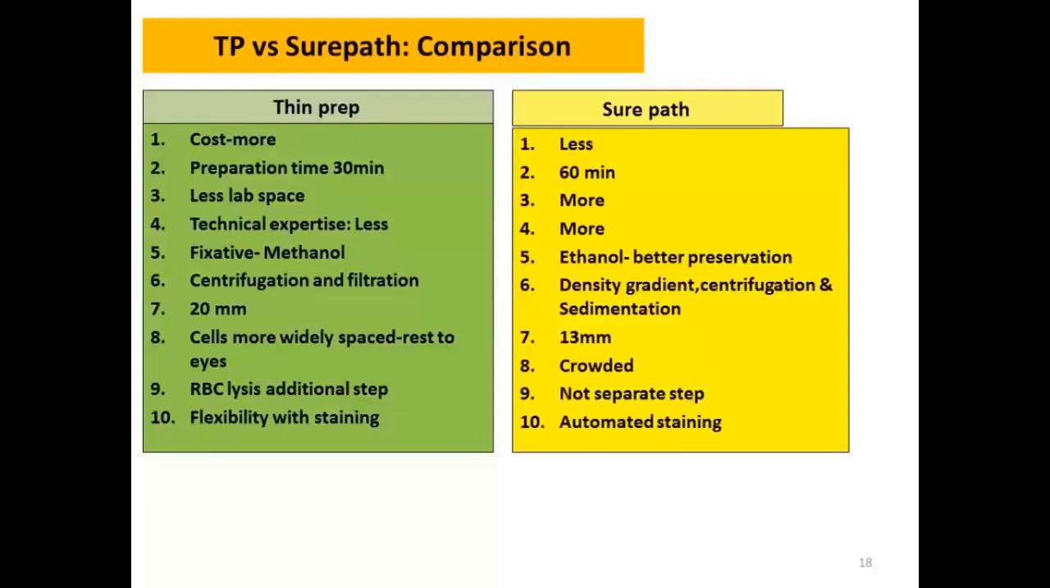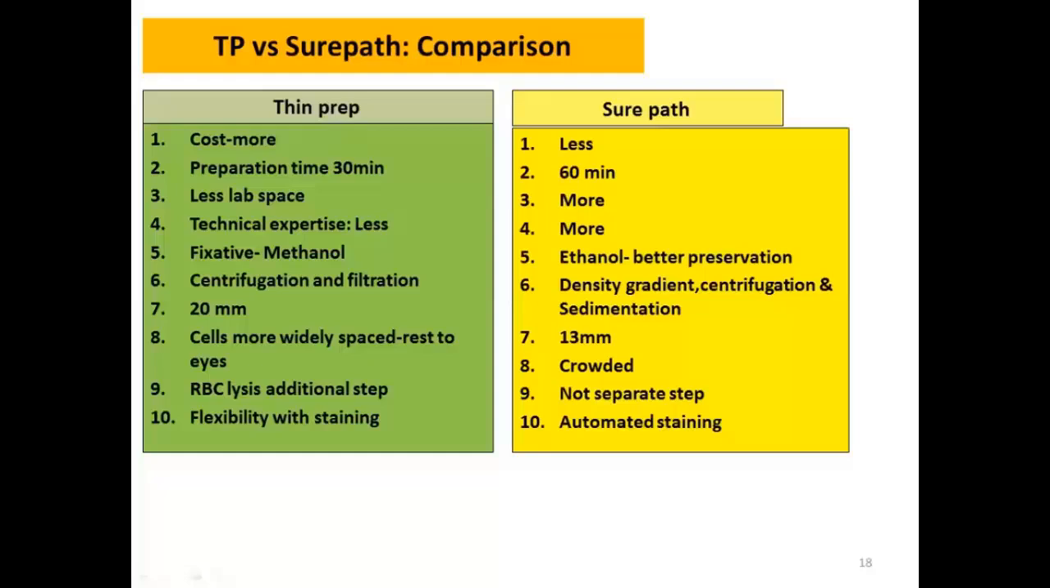So let's compare the two systems that are available. ThinPrep is a little more costly, but it has less preparation time of 30 minutes and it occupies less space because the machine is much smaller than the SurePath. It requires less expertise. The difference in fixation is that it uses methanol fixation, which was considered a disadvantage because in pap smear, classical conventional pap smear, we have been using ethanol and we are used to a certain type of morphological appearance, which was improved in SurePath, and they started using ethanol as a preservative.